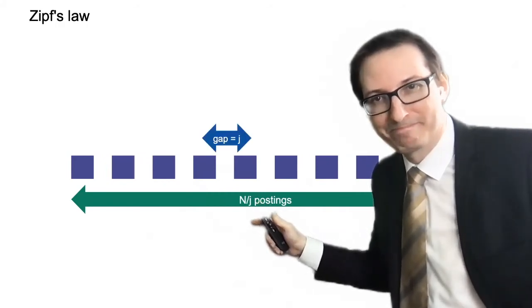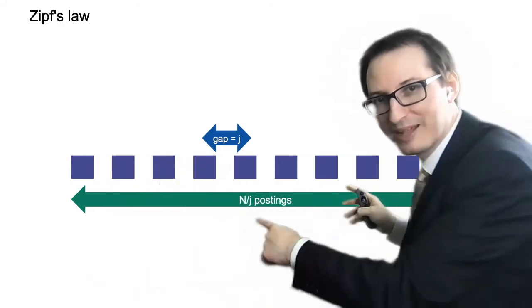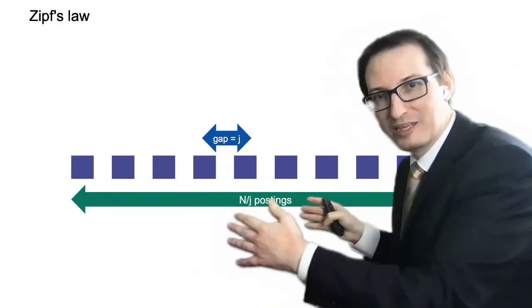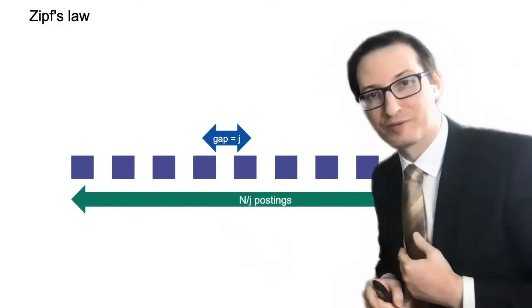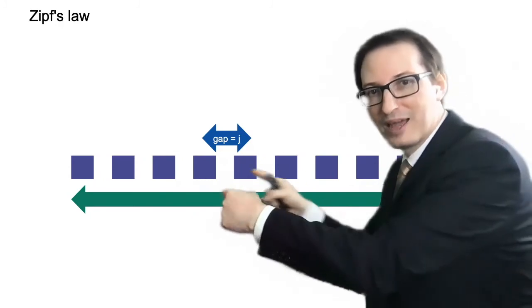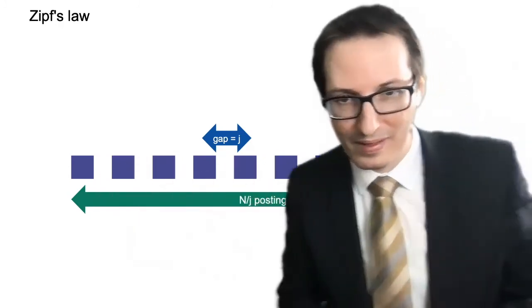It's J, right? If I have, in total, my integers go from 1 to N, N is the number of documents. If I have N over J postings, on average, I'm going to have gaps of size J, right? I have N over J gaps of size J on average.